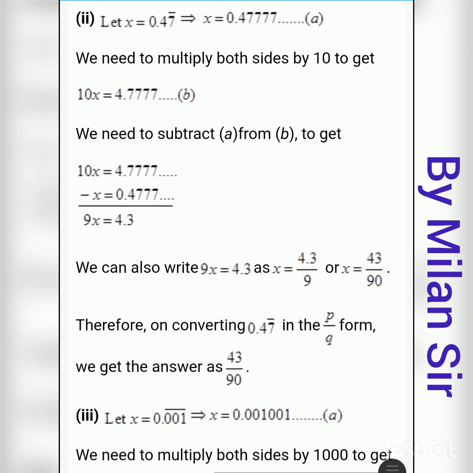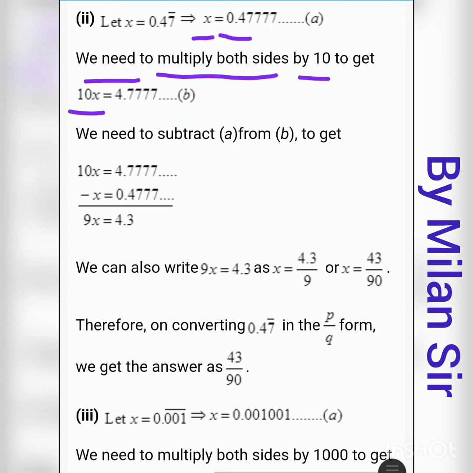Okay, first of all we need to assume x is equal to 0.4 with the 7 repeating. The bar sign is only on the 7, so only 7 is repeating. So x is equal to 0.47777 and so on. Then we need to multiply both sides by 10. Why? Because only one digit is repeating.